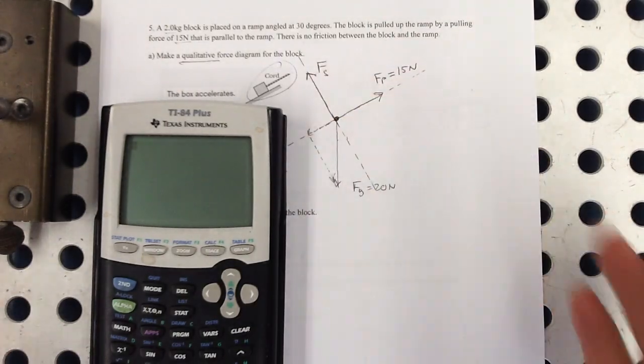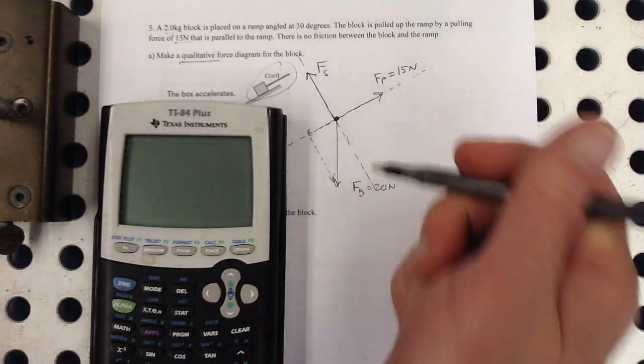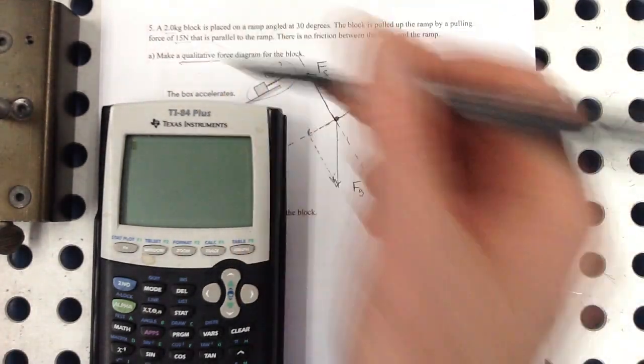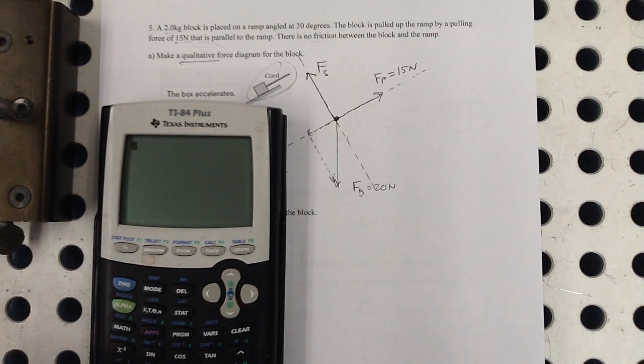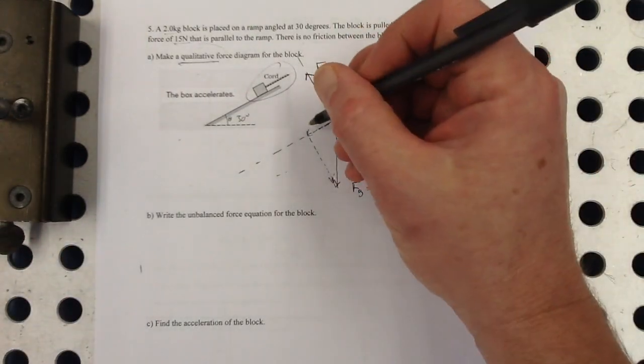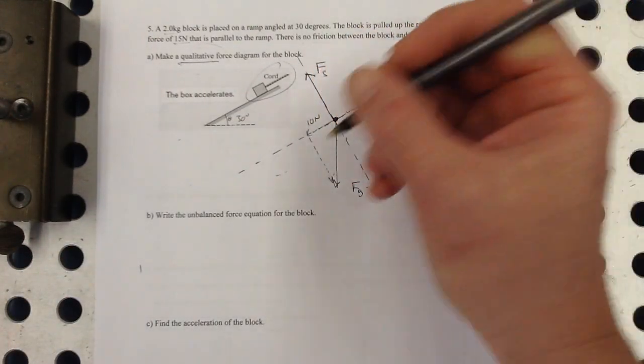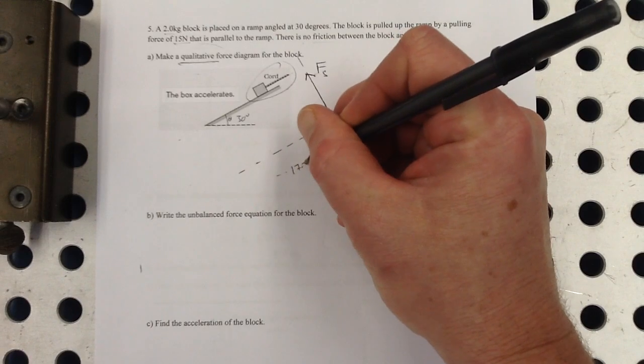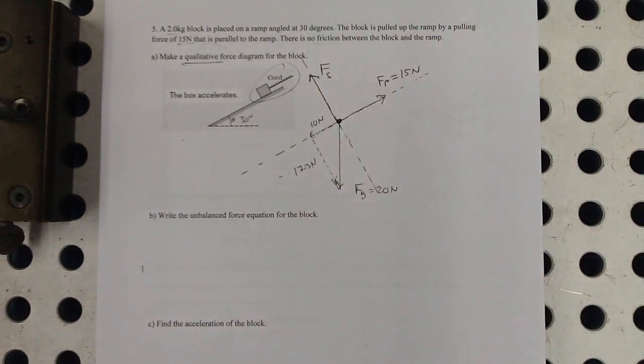If this was a test question and you didn't do that, you wouldn't lose any points for the diagram because it just asks you for a qualitative diagram. So it's 20 newtons times the sine of 30 and 20 newtons times the cosine of 30. All right, so that's 10 newtons here, and this is 17.3 newtons.